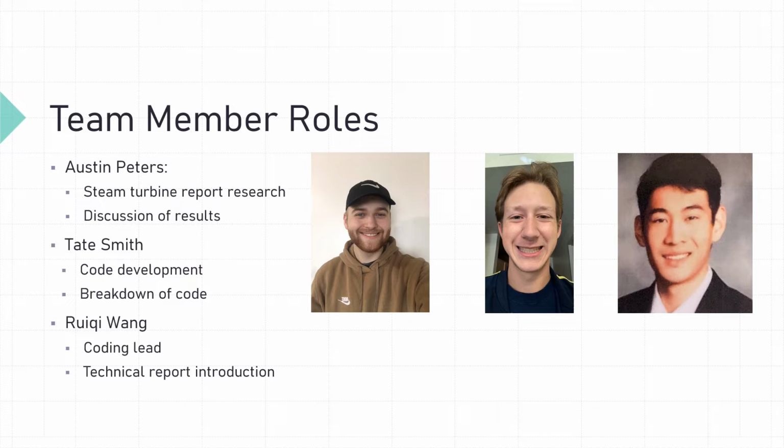To introduce the team, from left to right, Austin Peters conducted research on various types of steam turbines and selected one for this report. He will also discuss our results later in this presentation. Next, Tate Smith worked on developing a working code which will use three equations of state, and he will break down the code later in this presentation. Finally, Richie Wong also helped with the code and will go through the technical report.